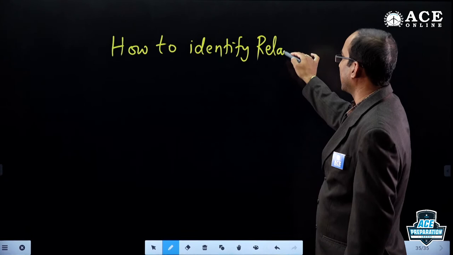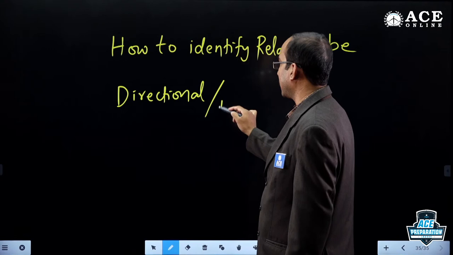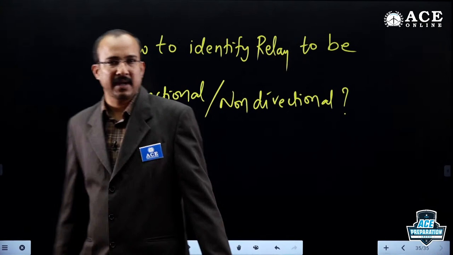Relay to be directional or non-directional. So, where do you use a directional relay and where do you use a non-directional relay? Let us try to observe.